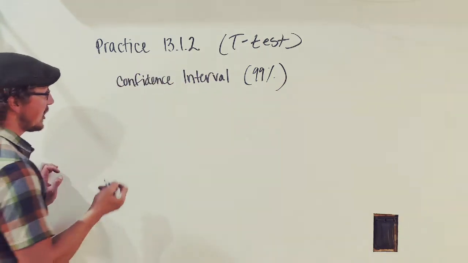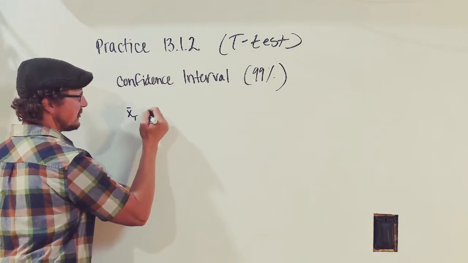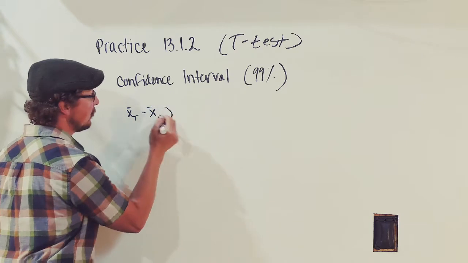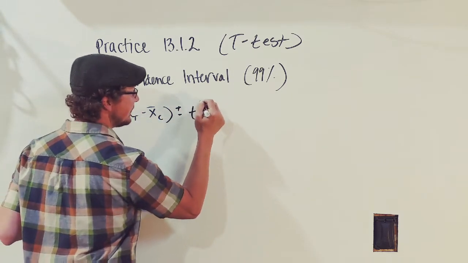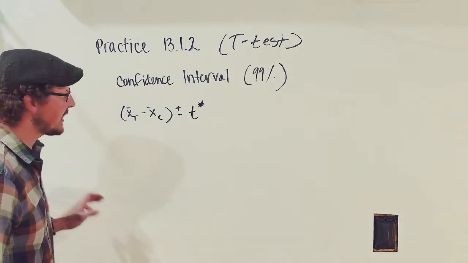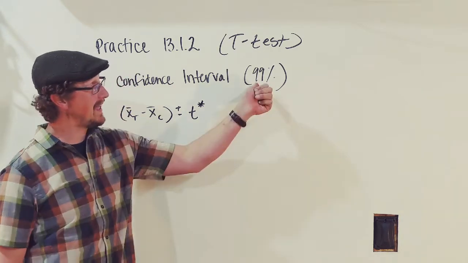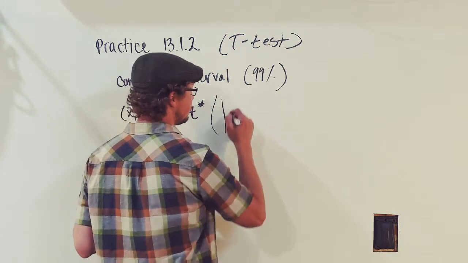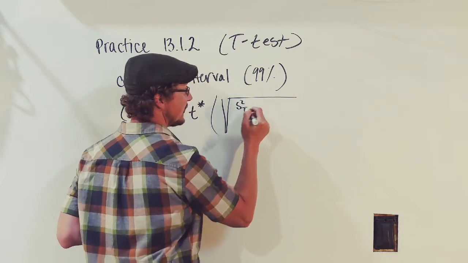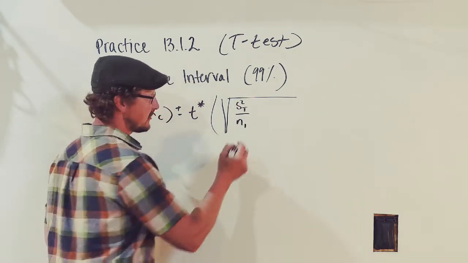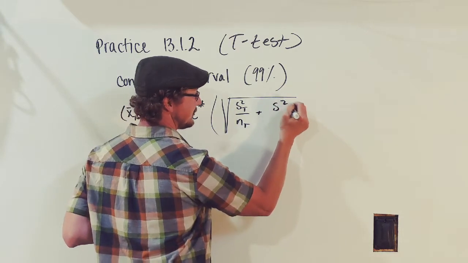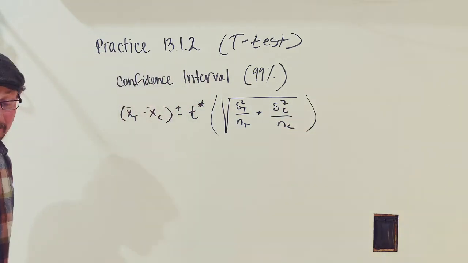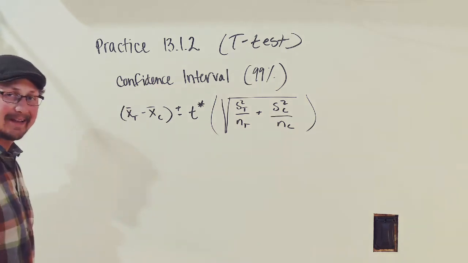Let's remind ourselves of the formula. Confidence interval is the difference of the means, and in this case we have our treatment group and our control group, plus or minus T star. T star is a reflection of how many degrees of freedom we have and our confidence level, times the standard deviation of the difference. So that's the standard deviation squared of the treatment group over the sample size of the treatment group, plus the standard deviation squared of the control group over the sample size of the control group. We're going to drop these numbers in and go ahead and tackle our problem.